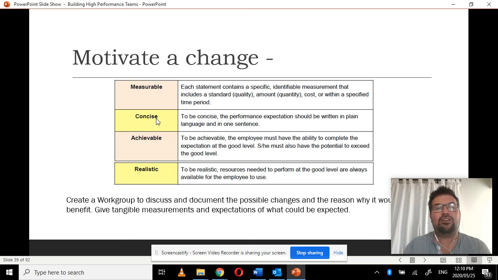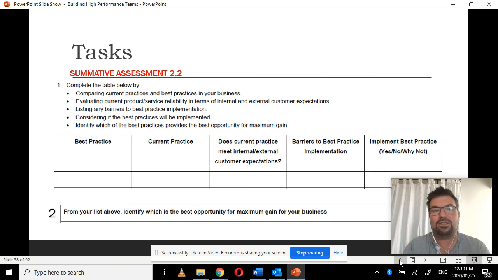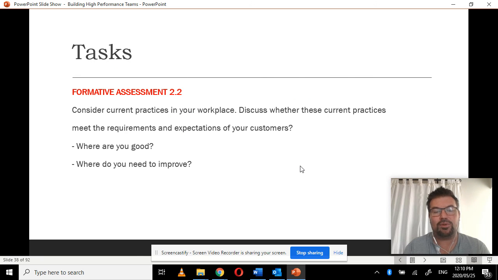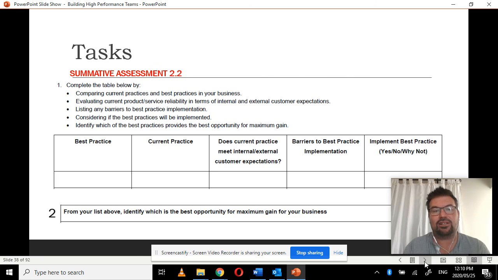Then you've got to motivate that change. Okay, so that's going to be the next section. So I want you to do your formative. Okay, so that's your formative. And then once you've done that, you're going to do your summative. Okay, so there's your summative.